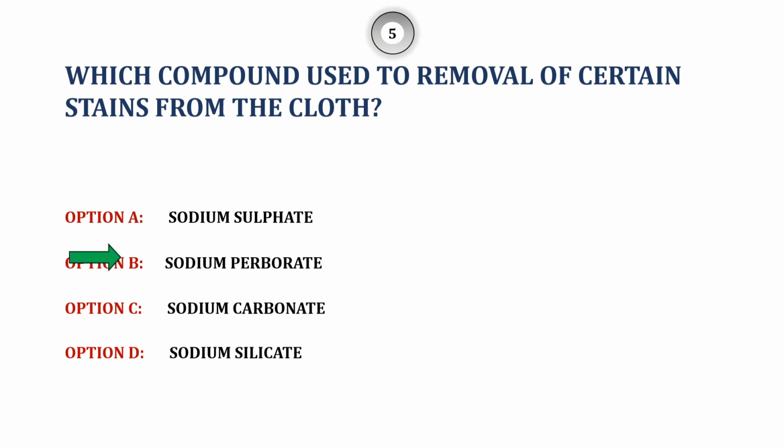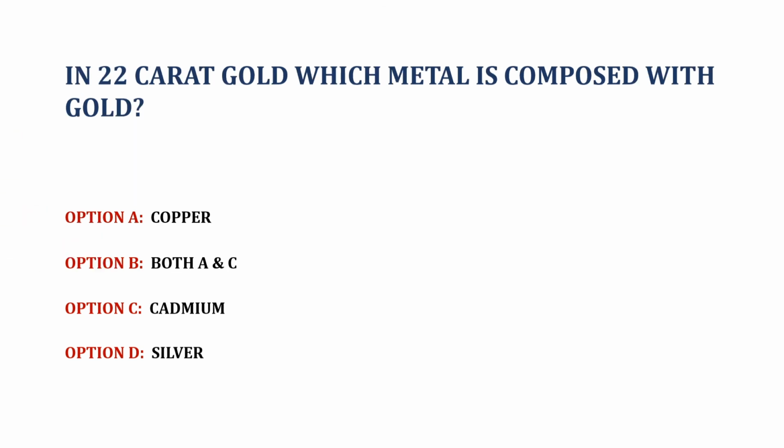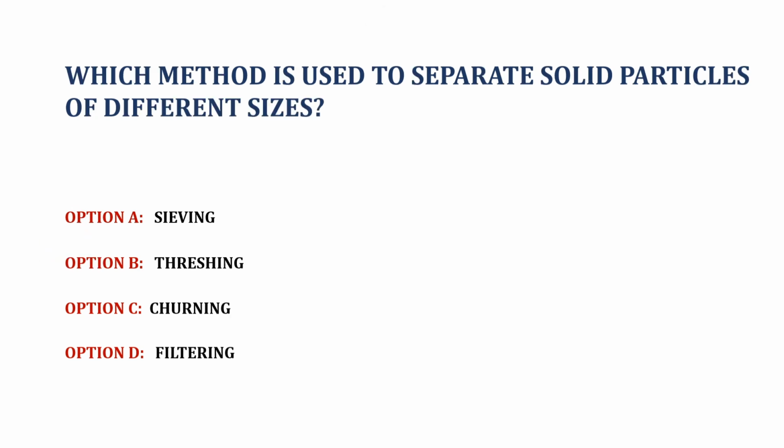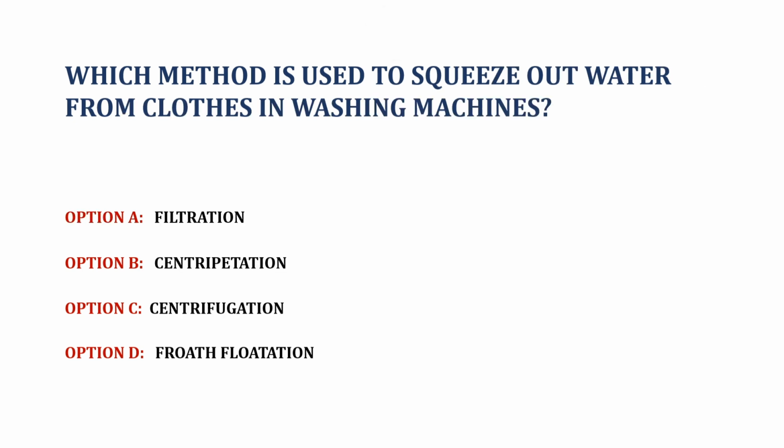Which compound is used for removal of certain stains from the cloth? Option B, sodium perborate. In 22 karat gold, which metal is composed with gold? Option B, both A and C. Which method is used to separate solid particles of different size? Option A, sieving.